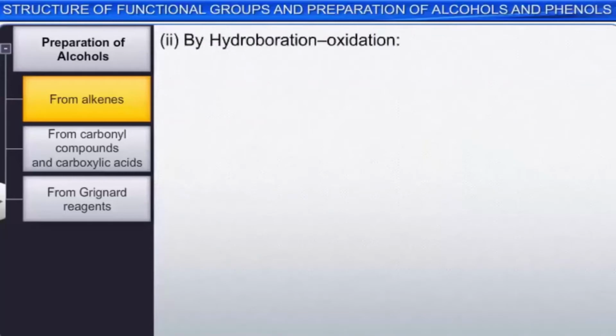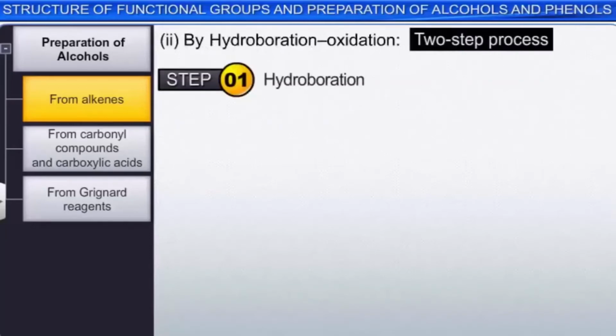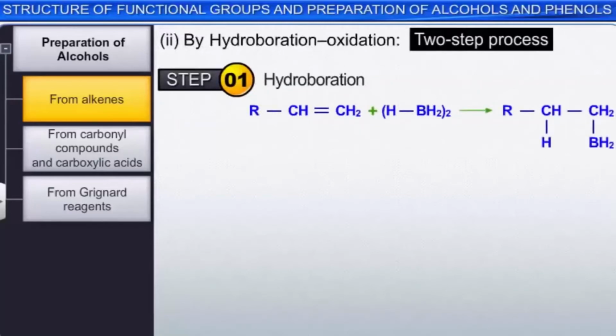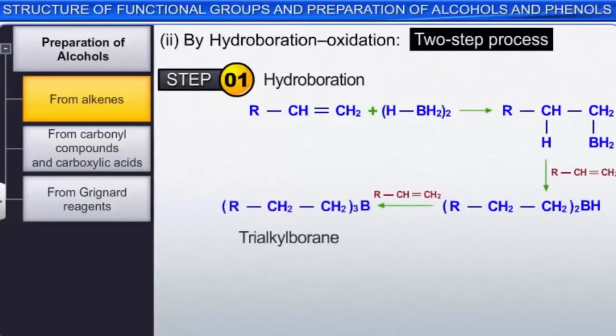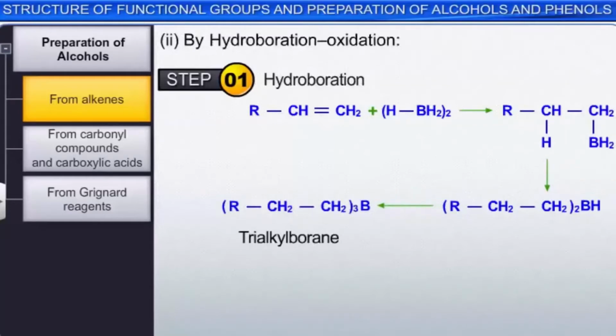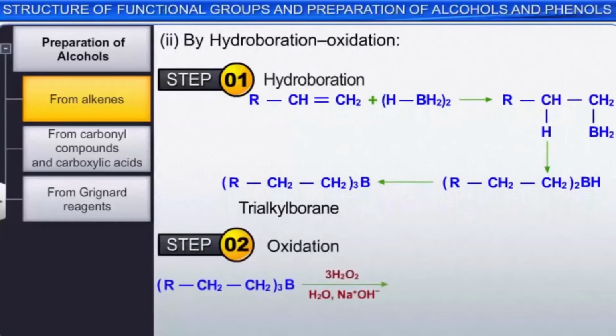A second synthetic route to prepare alcohols is by the hydroboration-oxidation of alkenes. This can be summarized as a two-step process. First, the alkene reacts with diborane to form a trialkyl borane compound. The series of steps that forms the addition product trialkyl borane is shown here. Then, the trialkyl borane is oxidized by hydrogen peroxide in aqueous sodium hydroxide to form the corresponding alcohol.